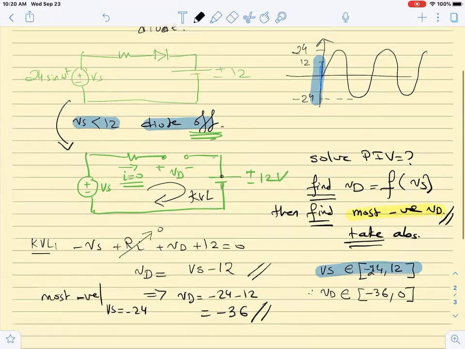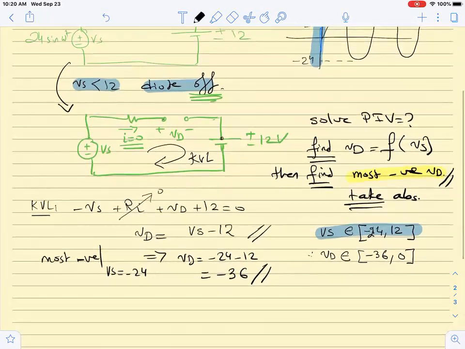Okay, so this is the most negative voltage, and therefore, the PIV for this circuit is what? 36. Clear? Does anyone have a question?